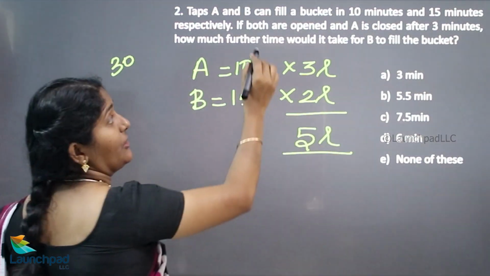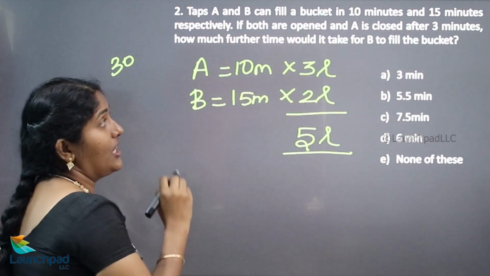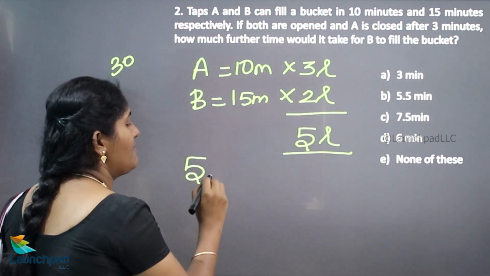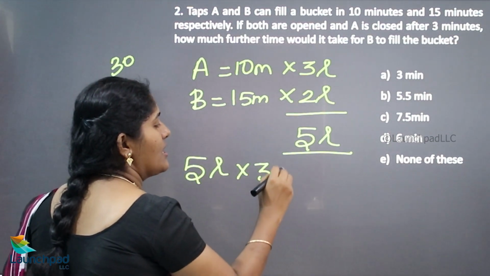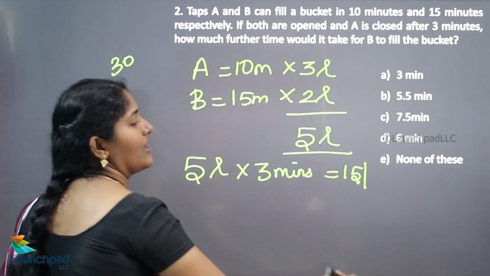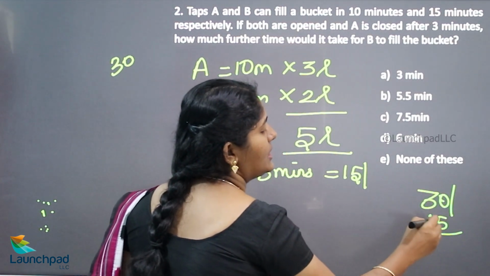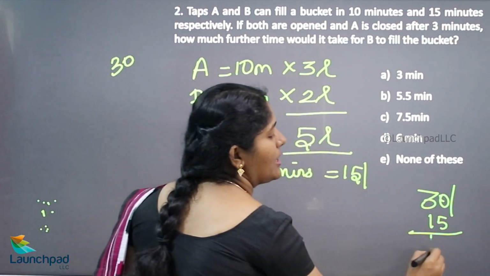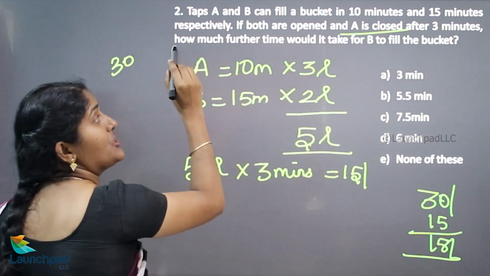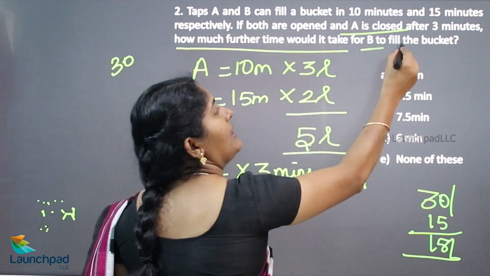So now, if both are opened and A is closed after 3 minutes, that means 5 liters into 3 minutes of working, so totally 15 liters were filled in the tank. Our total capacity is 30 liters. 15 liters were filled by both A and B. The remaining is 15 liters. Now A is closed. How much further time will B alone take to fill the remaining tank?